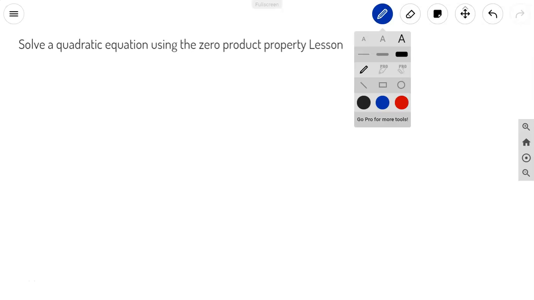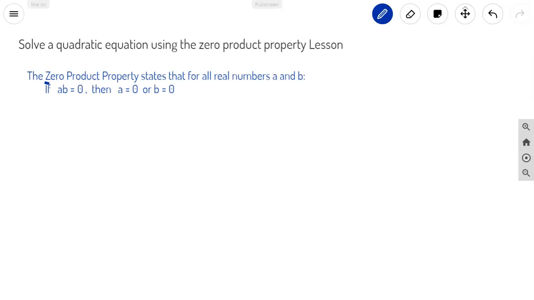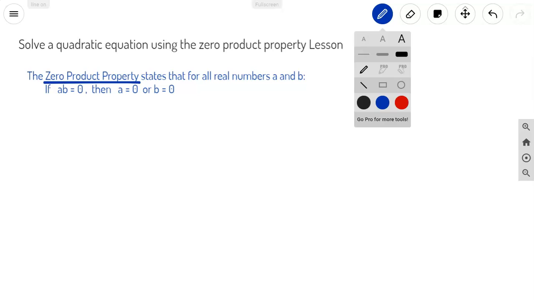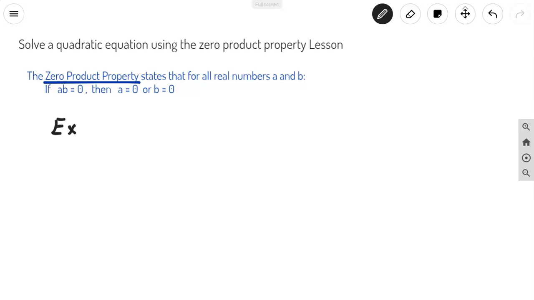In this lesson, we're going to go over the solving of quadratic equations using the zero product property. The zero product property simply states that if I have two things being multiplied and they equal 0, then one of those two things could equal 0 and the equation be true. So let's look at an example.